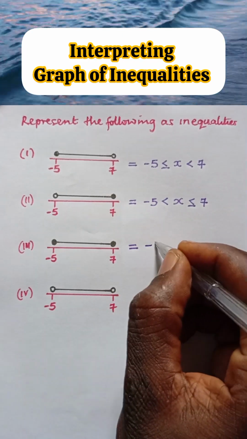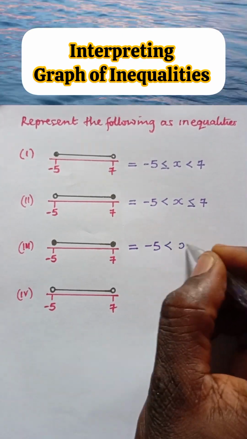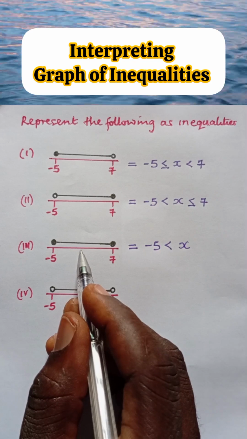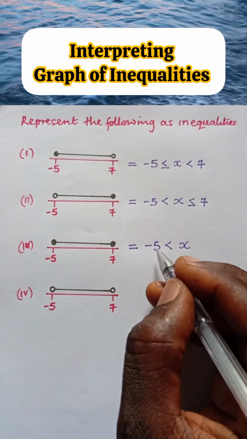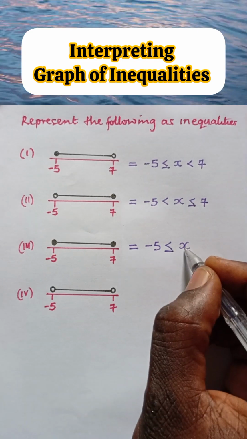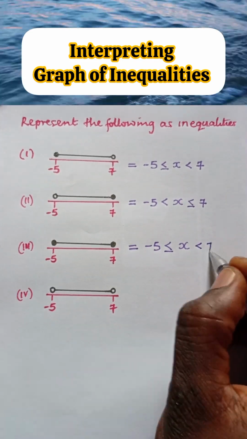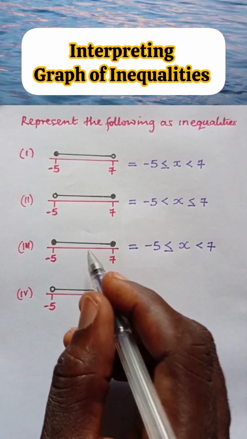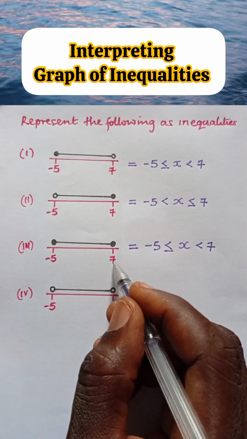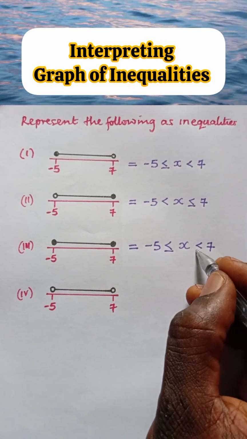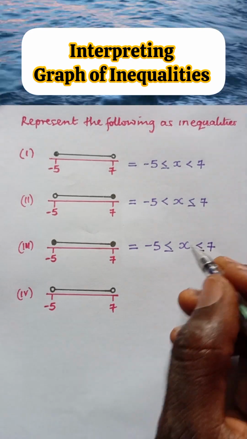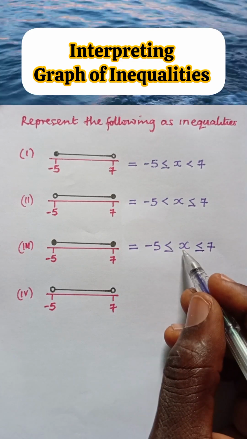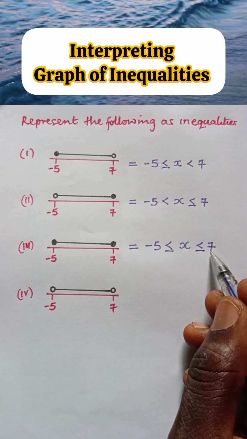Let's go to number 3. Here, of course, we have -5 being less than x. And then if you look at this point, it is shaded, which means x has a value that is equal to -5. So we come here and add equal to, and then of course x is less than what? 7. But similarly, if you look at this point, it is shaded, which means x also has a value that is equal to 7. So we come here also and put equal to, so that this graph in inequalities is -5 less than or equal to x, x less than or equal to 7.